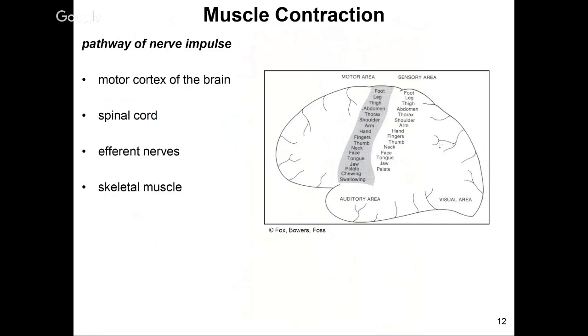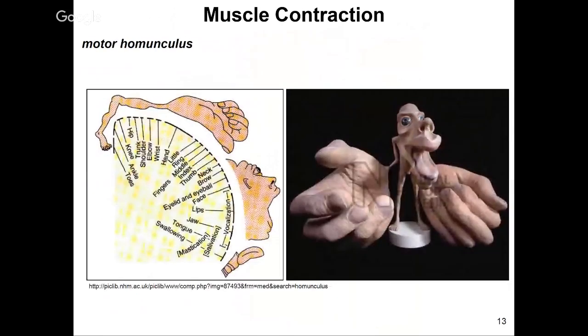So that's the core part. A motor homunculus is a drawing or a little figure that emphasizes, and I'm guessing it's the surface area or the volume on the figure or the statue, based on the number of neurons and space in the brain dedicated to that part of the body.